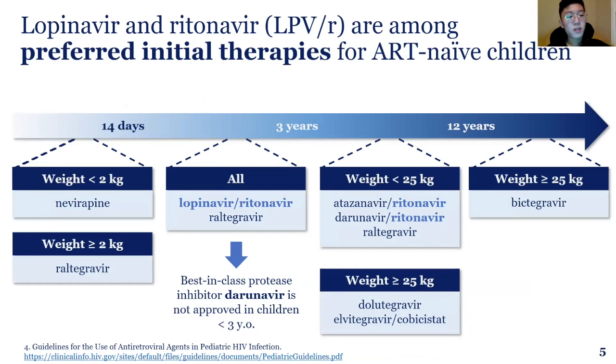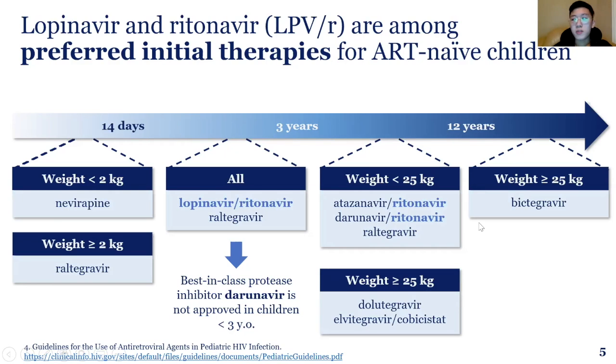Because I was focusing on pediatric formulations and pediatric co-infection of HIV and malaria, I wanted to look at the state of recommended first antiretroviral therapies. Depending on the age of the child as well as the weight of the child, there are a number of different antiretrovirals that can be prescribed. What we'll notice here is that lopinavir and ritonavir are present among these preferred initial therapies for antiretroviral therapy-naive children, especially for children between 2 weeks and 3 years of age. It is, alongside raltegravir, the recommended first-line therapy.